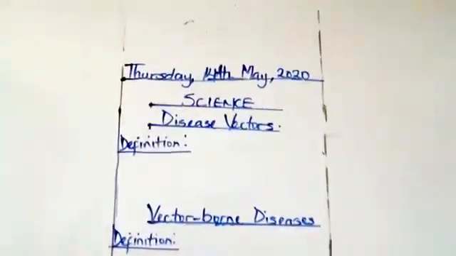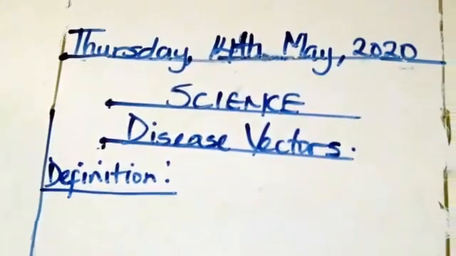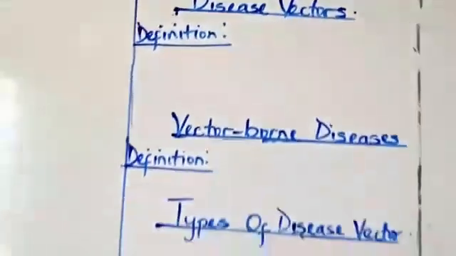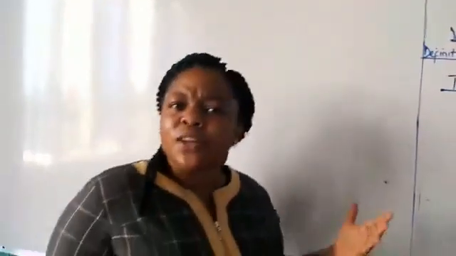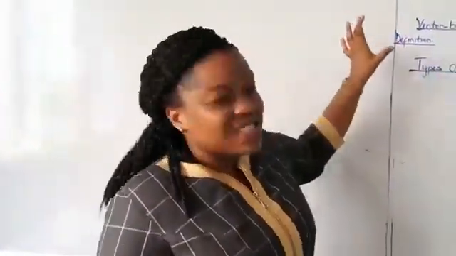But today specifically, we'll be talking about disease vectors. What do you say about disease vectors? Disease vectors are microorganisms that cause or transmit diseases from one living organism to another. They can be seen either with your physical eyes or with microscopes. Specifically, these are microorganisms that transmit diseases or infection from a particular living organism to another.